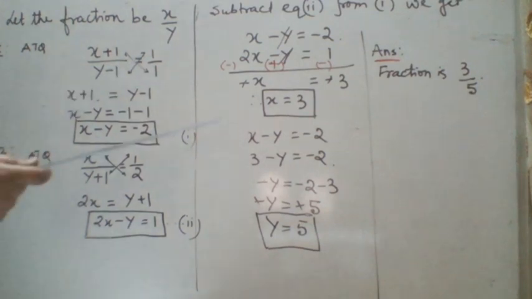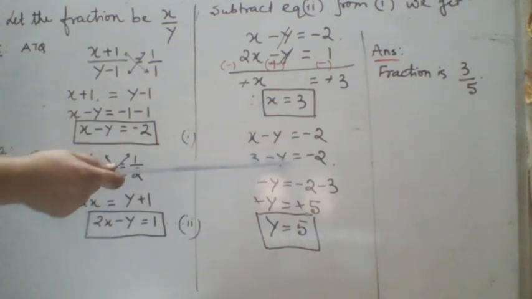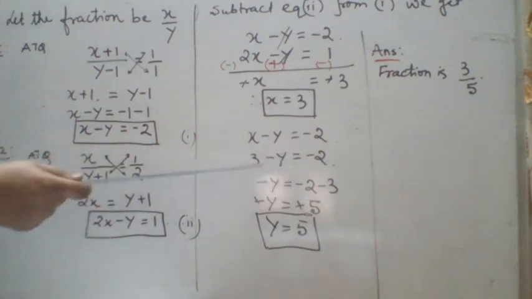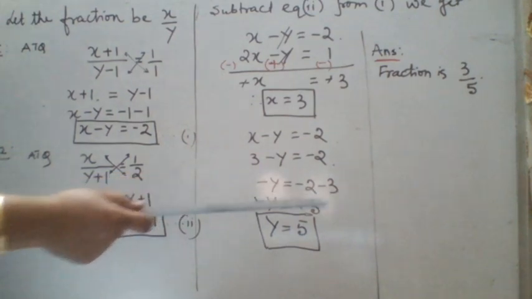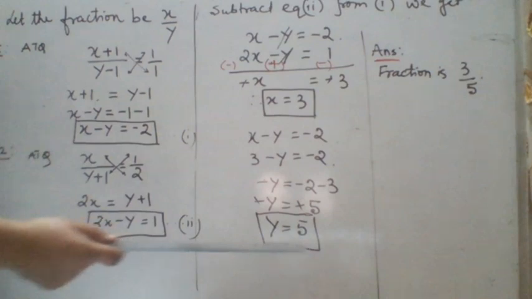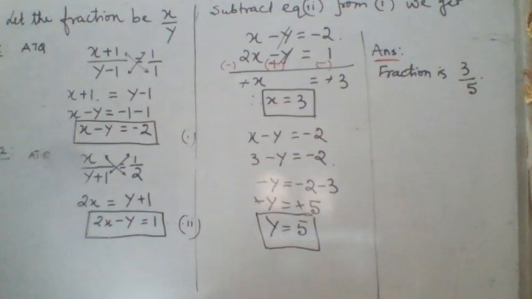Then in the first equation, you substitute the value of x. x is equal to 3, 3 minus y equal to minus 2, then minus y equal to minus 2 and 3 also transposes to the other side, that is minus 3. So minus y equal to minus 5, minus minus gets cancelled, y equal to 5. In this way, the fraction is 3 upon 5. This is your answer. Now I will give you a few homework questions.